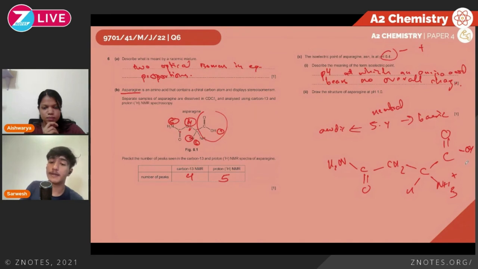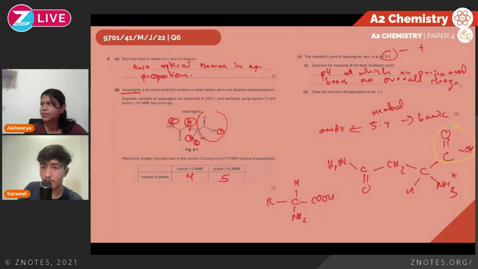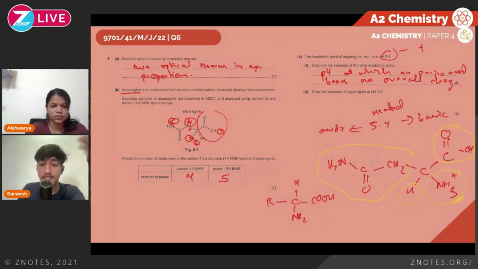One thing that you have to remember about amino acids is that this is the structure of an amino acid: COOH, H, an amino group, and an R group. In the case of asparagine over here, this is our COOH group. This is our amino group. This is our hydrogen. And this is our R group. This R group will not be bearing the charge. Only this amine group will bear the charge in this case.